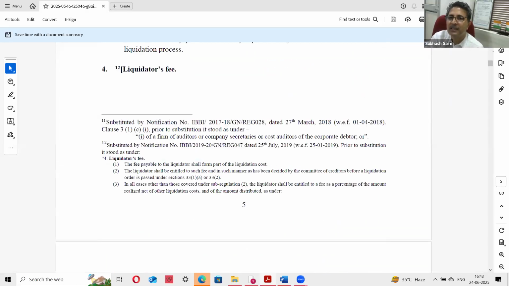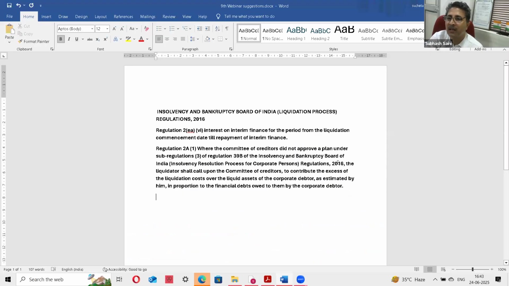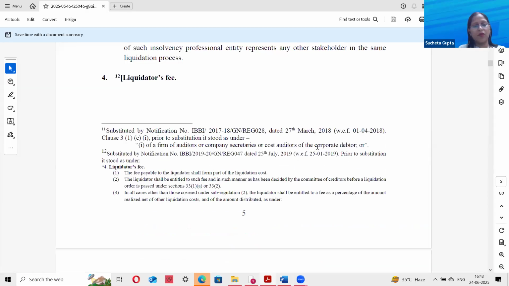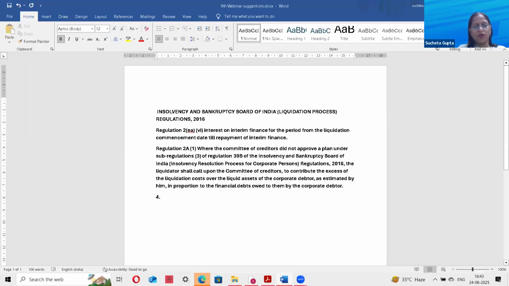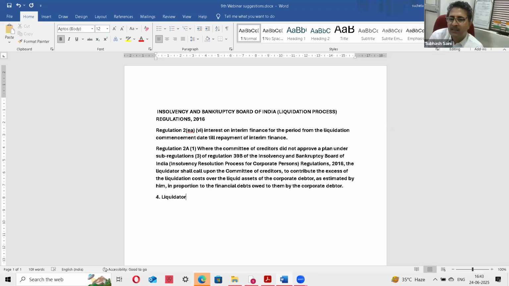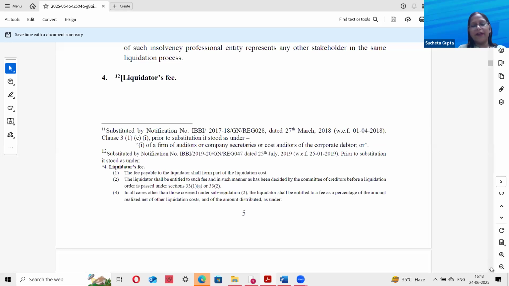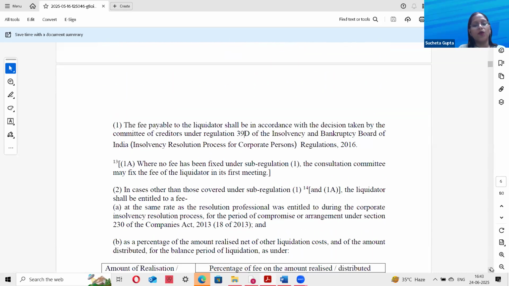My suggestion is there because this is after the amendment, for all the cases. Now, what is the status of cases which are prior to this amendment? Those liquidators are suffering. So what do you want to mention here, sir? Liquidators' fee, at least in old cases, because the IBBI will ask where you want to put something or make any amendment in the regulation.